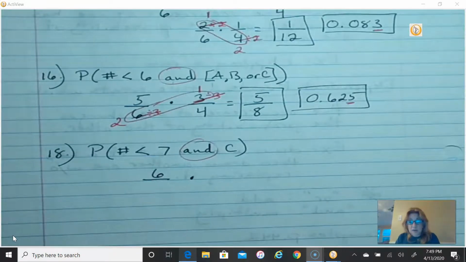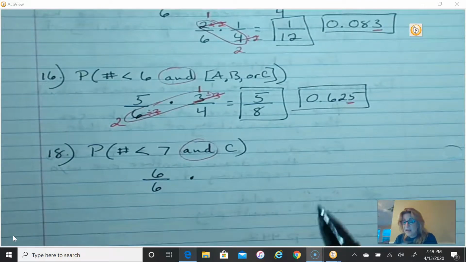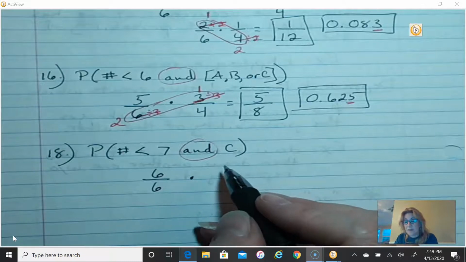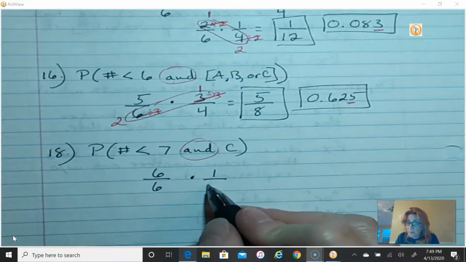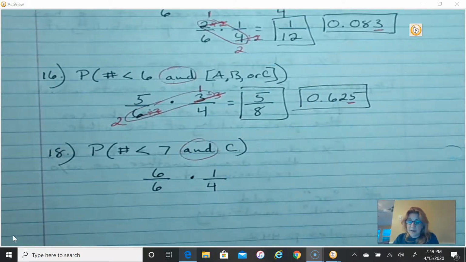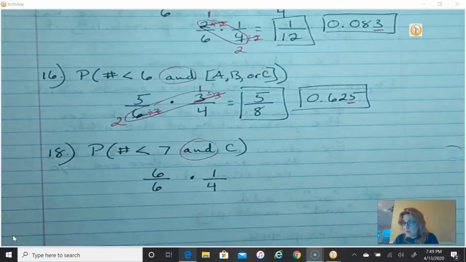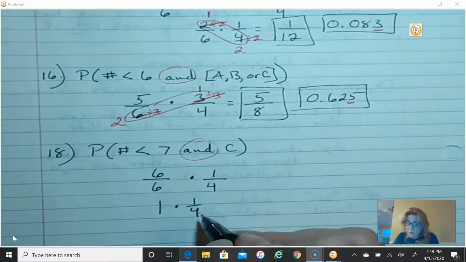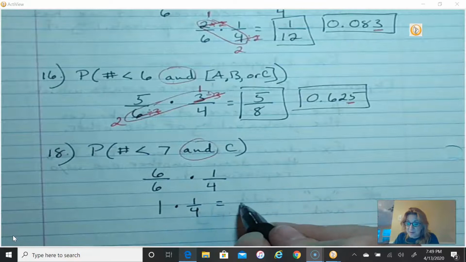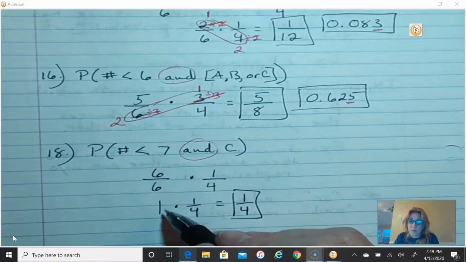How many total numbers do you have on that first spinner? 6. How many C's are in that second spinner? 1. How many total spaces are in that second spinner? 4. So again, you can count that as 1. 6 divided by 6 is 1. So 1 times 1/4. Well, anything times 1 is itself. 6 over 6, that's a whole number 1.